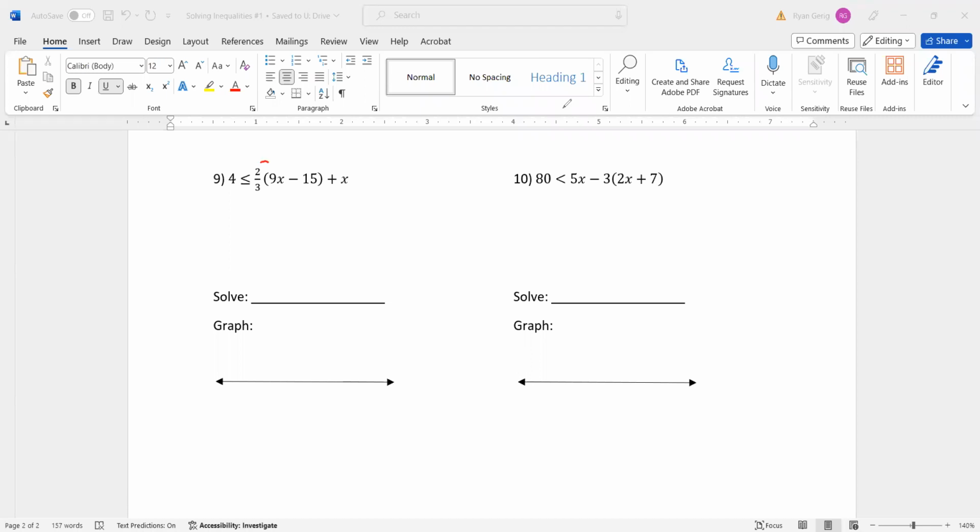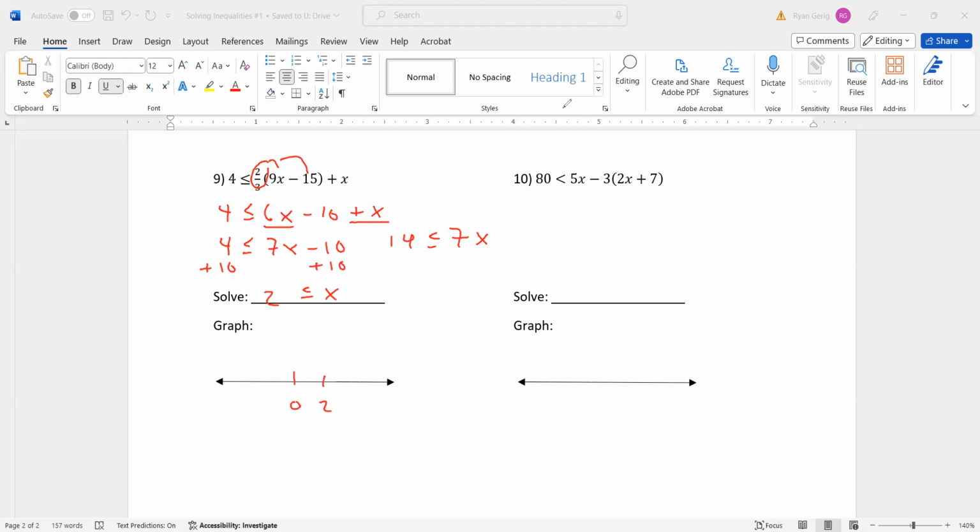Distribute the 2/3. 4 is less than or equal to 2 times 9x, which is 18x. 18x divided by 3 is 6x. 2 times negative 15 is negative 30, divided by 3 is negative 10 plus x. So 4 is less than or equal to 6x plus x is 7x minus 10. Plus 10, I get 14 is less than or equal to 7x. Divide by 7, I get 2 is less than or equal to x.